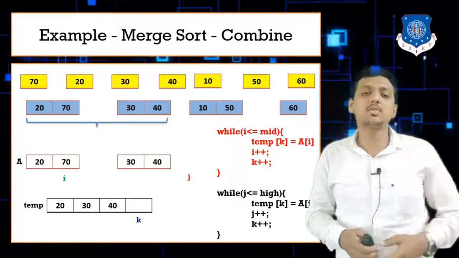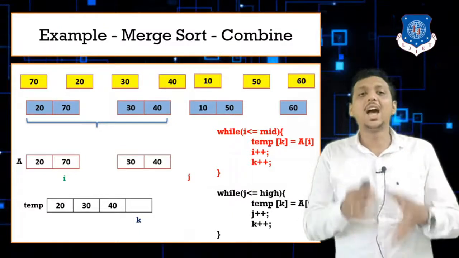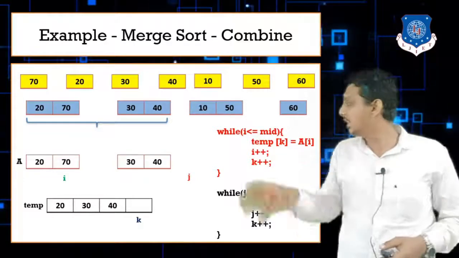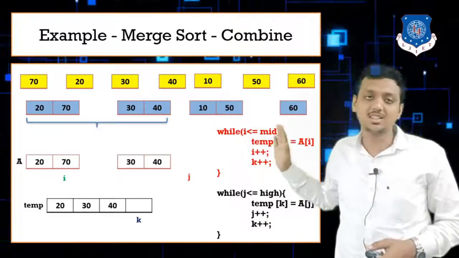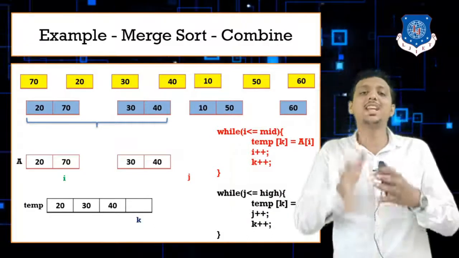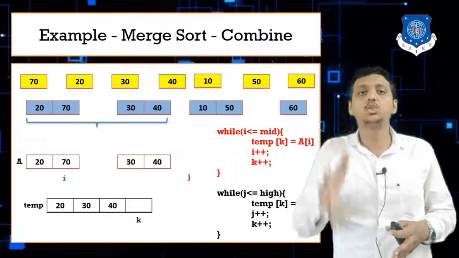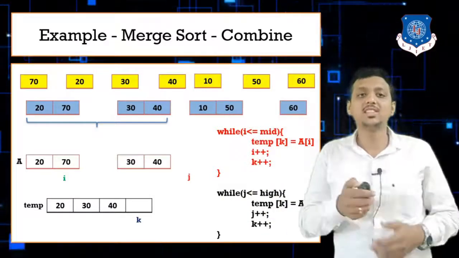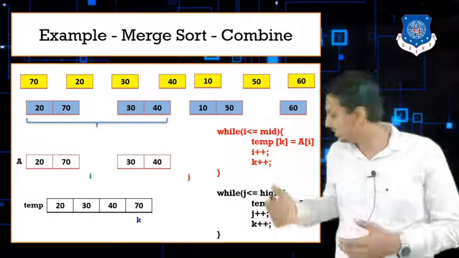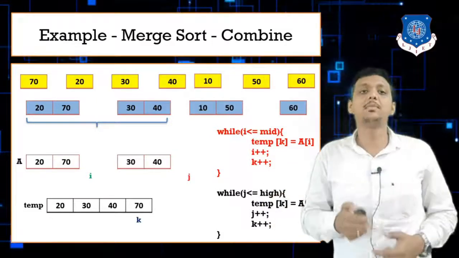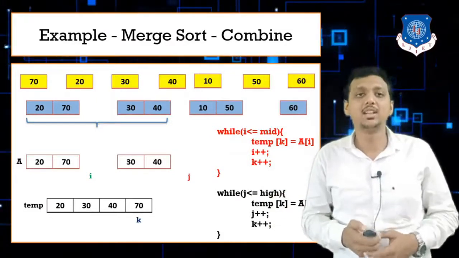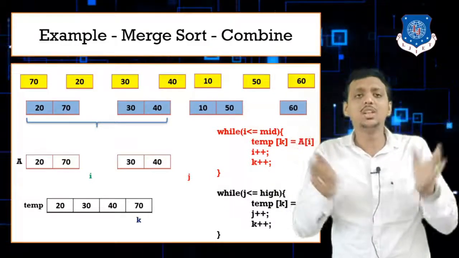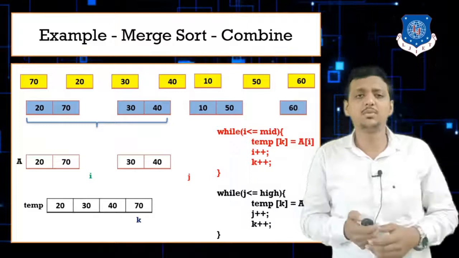My first while loop is: while i is less than or equal to mid, what I need to do is handle the remaining elements. See, my j is completed, the right part is completed. So whatever the remaining elements are on the left part, you need to put all of them into the temporary array. So 70 will go here. i will be incremented and k will be incremented. Fine, this is how we combine the two lists, or how the combine algorithm works.